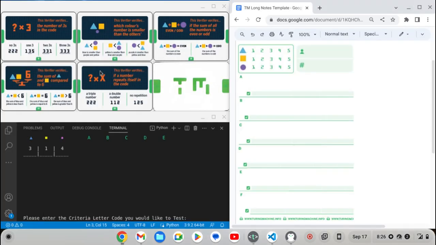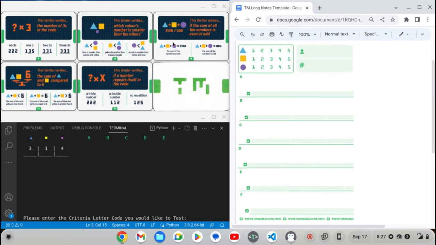So in the grid above, we've got our 5 criteria cards. On the top row, we've got criteria card A, criteria card B, and criteria card C. On the bottom row, we've got criteria card D and criteria card E. So criteria card A looks at our 3-digit solution, and the Turing Machine will let us know how many of those digits are 3. Are there no 3s? Is there a single 3? Perhaps 2? Maybe even all 3 are 3.